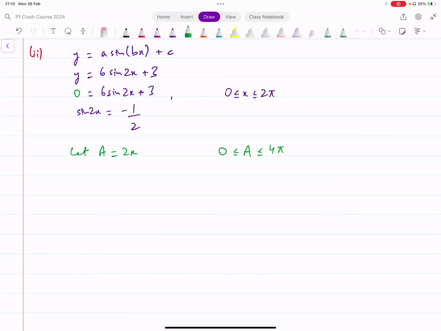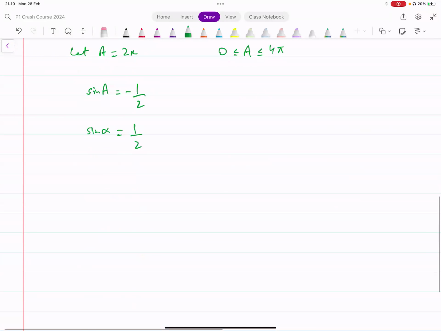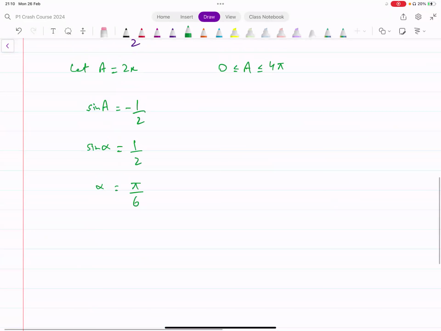If a equals 2 times x, we say sine of a equals minus 1 over 2. Let's find the basic angle. We say sine alpha equals 1 over 2. The basic angle in this case in radians is going to turn out to be pi over 6. That's the basic angle. Now you think of quadrants. Sine is negative. Where is sine negative? Sine is negative in the third quadrant or in the fourth quadrant. These are the two possible quadrants that we have, right? So alpha could be here, the basic angle could be here, or it could be here.